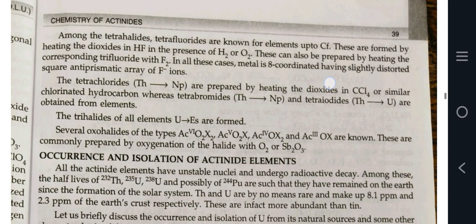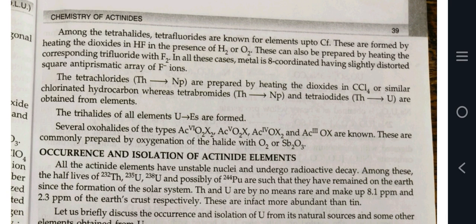Among the tetrahalides, tetrafluorides are known for the elements up to Cf. They are formed by heating the dioxides in HF in the presence of H2 or O2. They can also be prepared by heating the corresponding trifluoride with F2. In all these cases, the metal is eight-coordinated, having a slightly distorted square antiprismatic array of F⁻ ions.